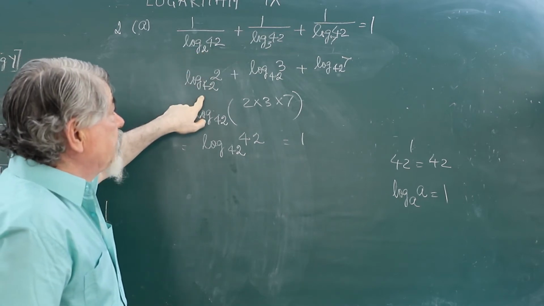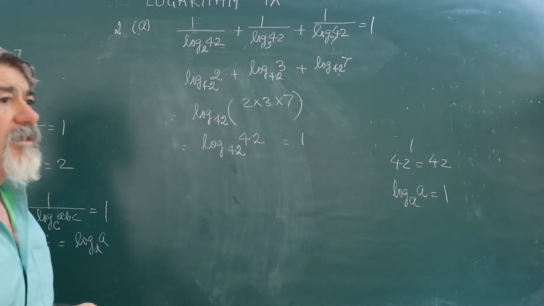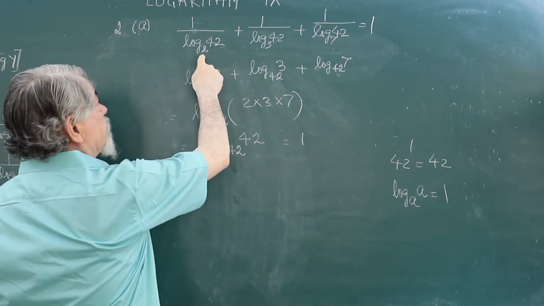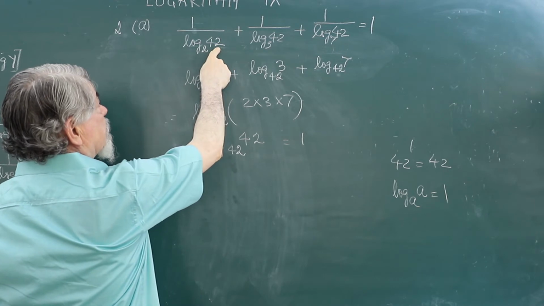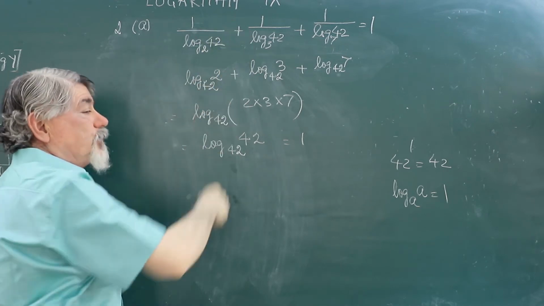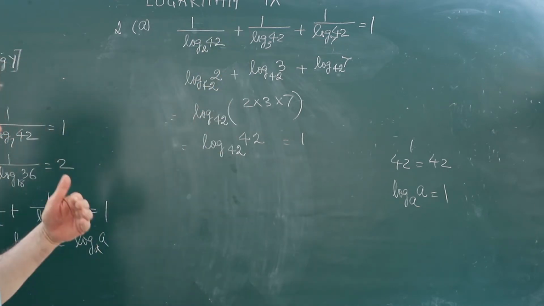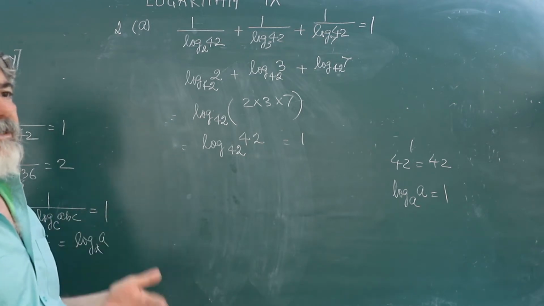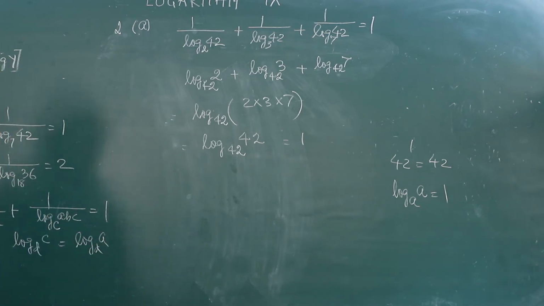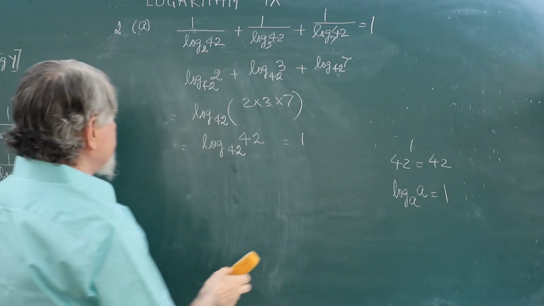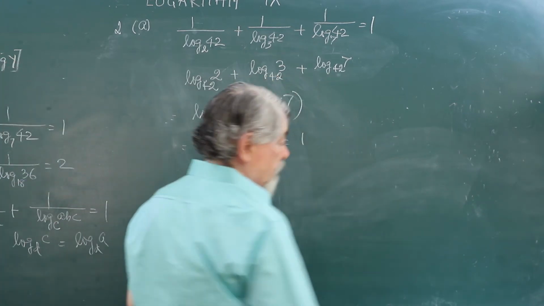We have converted the bases. How do you convert the base? If you want to interchange the base, then what you do is you just take them to the numerator if they are in the denominator. If they are in numerator, take them to denominator. Now let us see the second part of this, B part of this.